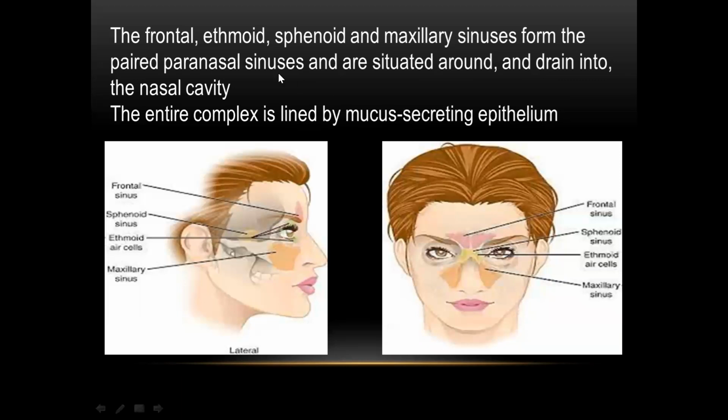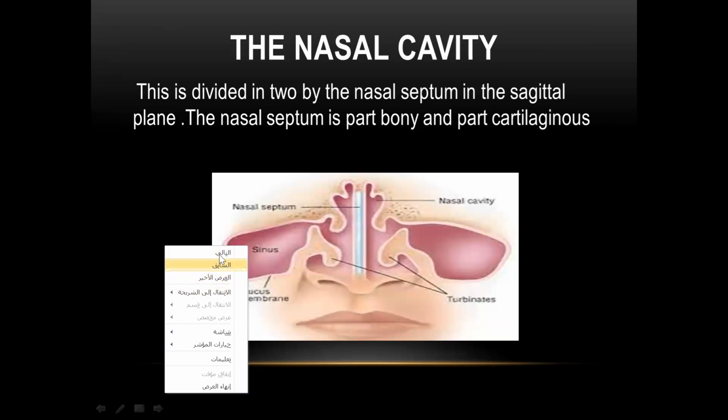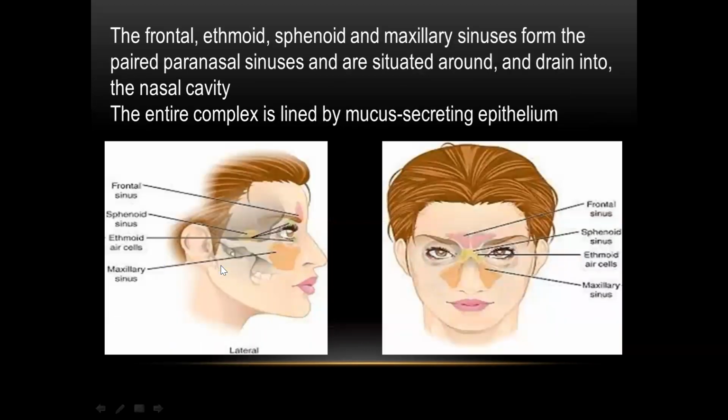The frontal, ethmoidal, sphenoid and maxillary sinuses are paired sinuses situated around and drain into the nasal cavity. This entire complex, the nasal cavity and the paranasal sinuses, is lined by a mucus-secreting epithelium.